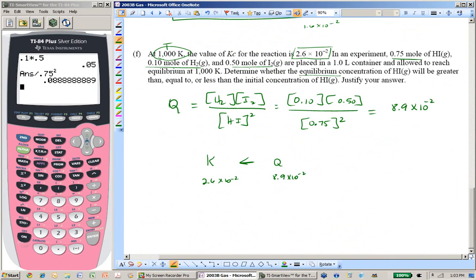Determine whether the equilibrium concentration of HI will be greater than, less than, or equal to that of the original. So Q, or I should say KC, is less than QC. So therefore it shifts toward reactants. And I can also show it by the arrow. Therefore the concentration of HI must increase.